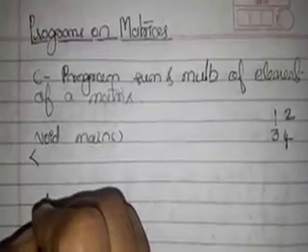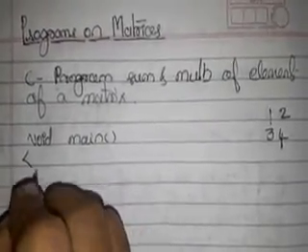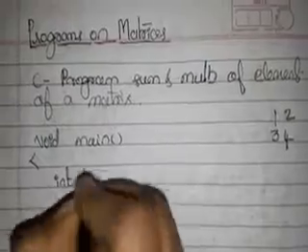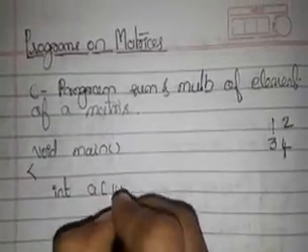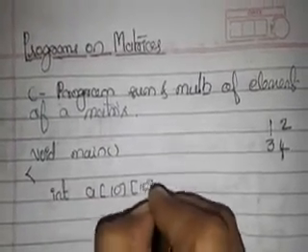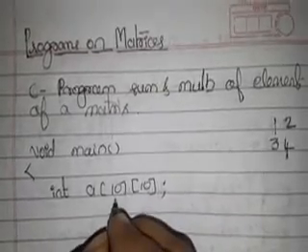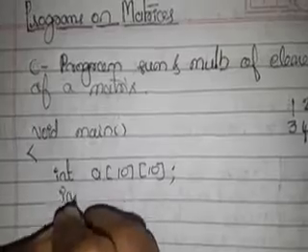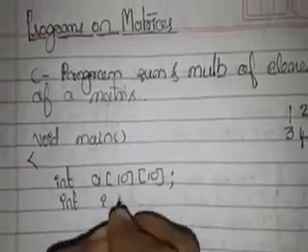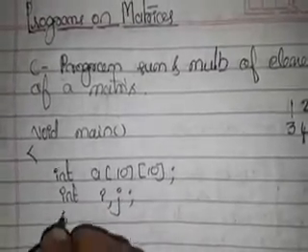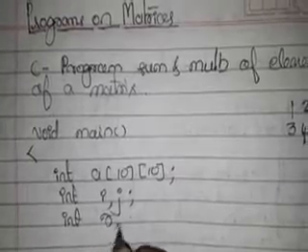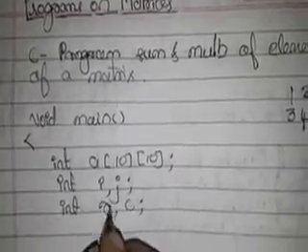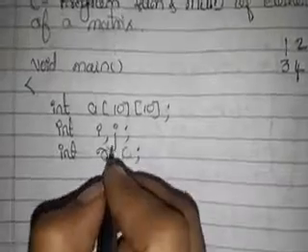Before that we should ask the user to enter the order of the matrix. For that I will be declaring a two-dimensional array, that is A of 10 10. In the sense it can take a maximum of 10 rows and 10 columns. Next I will be taking control variables i and j, and I will be taking r and c to represent rows and columns of the matrix respectively.